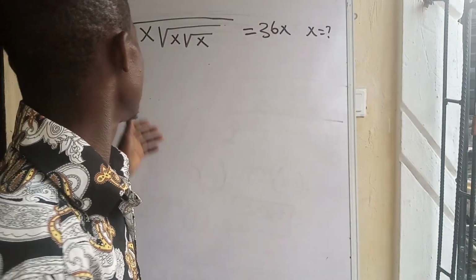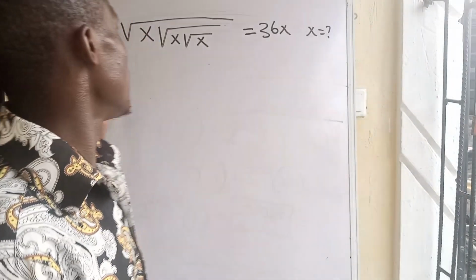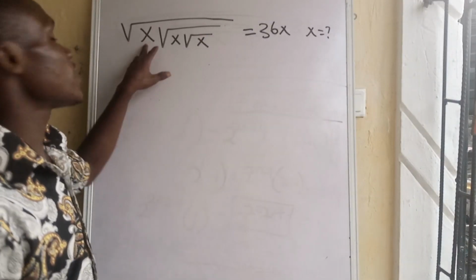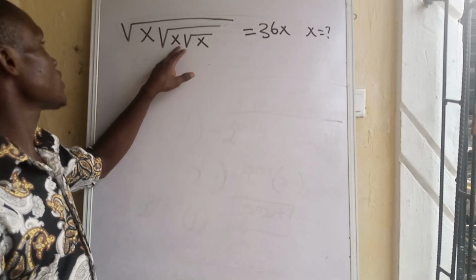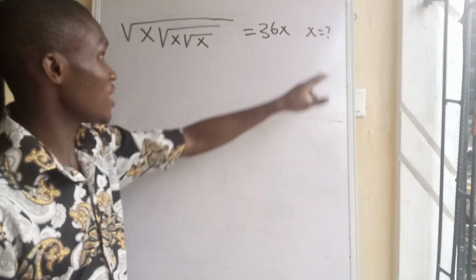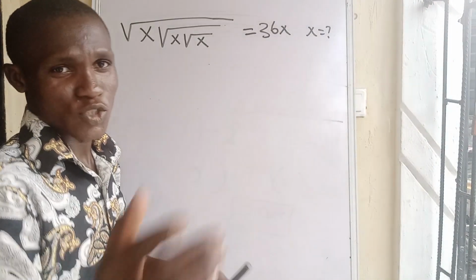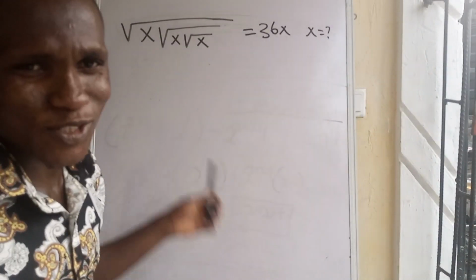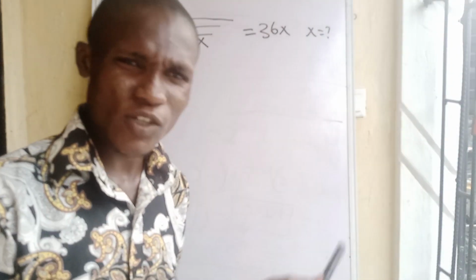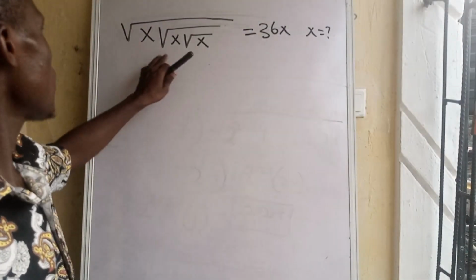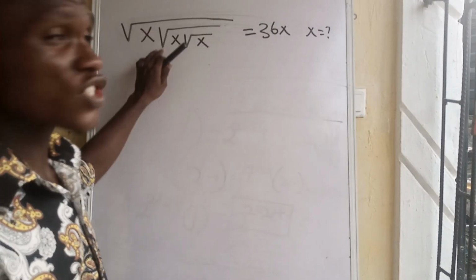Today we are having a simple radical challenge which says root of x times the root of x times the root of x equals 36x. Then the question says, x is equal to what? So we are looking for the value of x. This question might look somehow tough, but I assure you it looks easy if you can use a simple logic in solving this.